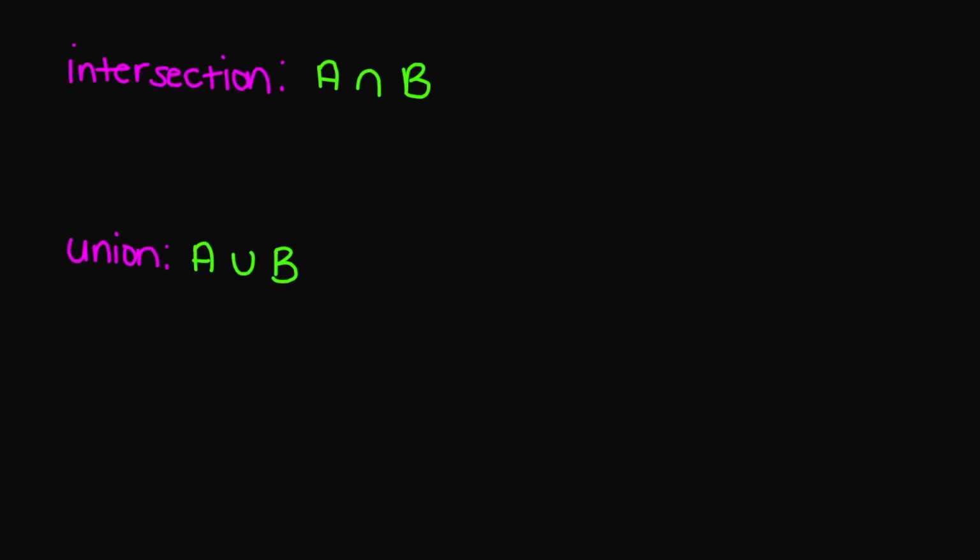So today we'll be reviewing intersections and unions. Remember that the symbol for intersection looks like this. It looks like the letter N. And the symbol for union looks like this. It looks like the letter U.